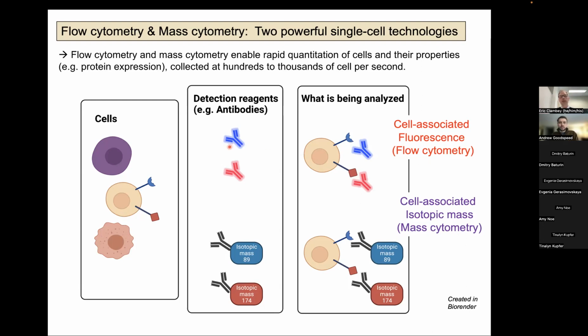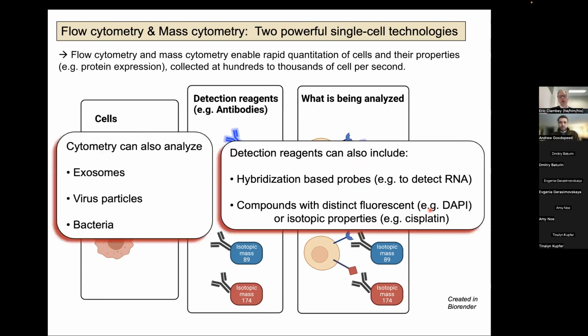So for instance, this fluorescent blue antibody is binding to this blue protein, and so you're measuring the blue fluorescence as an indirect measure of that protein abundance on that cell. In contrast, mass cytometry or CyTOF quantifies cell-associated isotopic mass. So one reason why this technology is so incredibly powerful is that not only can this technology be applied to cells, but these formats have been extended to measure additional materials.